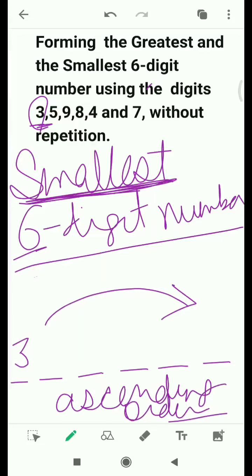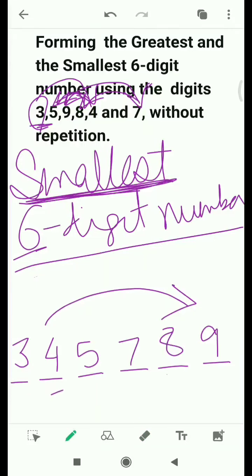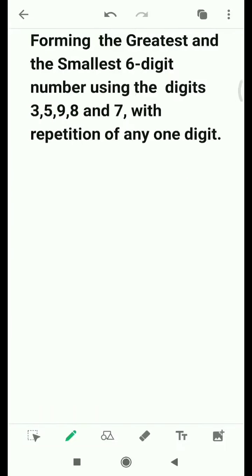Okay, now greater than 3 is 4, greater than 4 is 5, greater than 5 is 7, greater than 7 is 8, and further greater than 8 is 9. So this is your required number, and you have to write it properly like this. So this is 3,45,789.